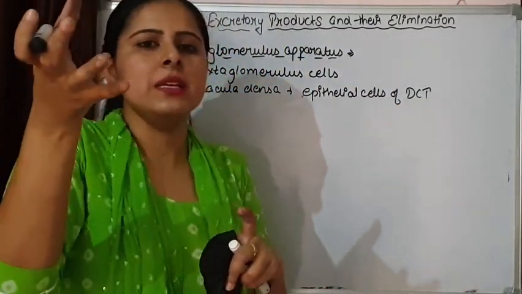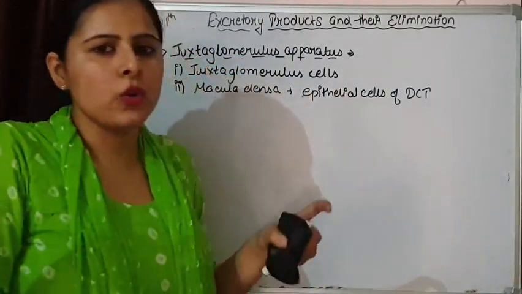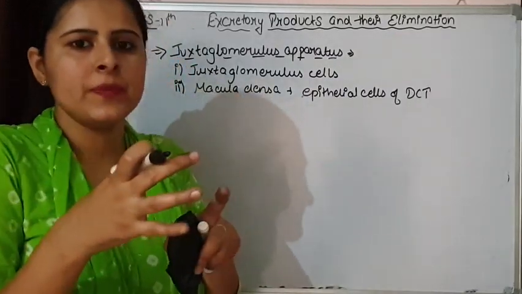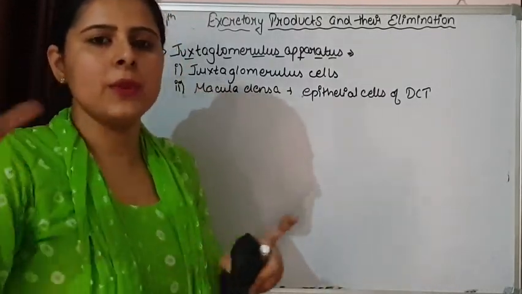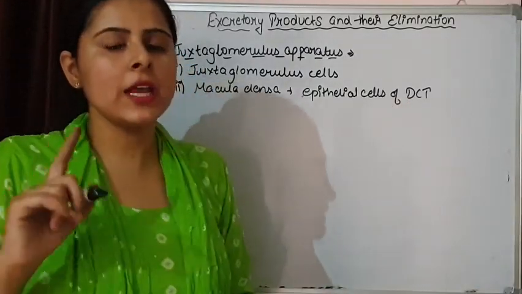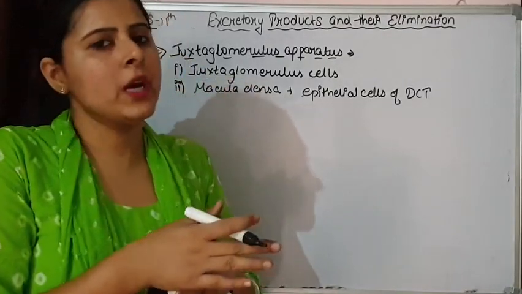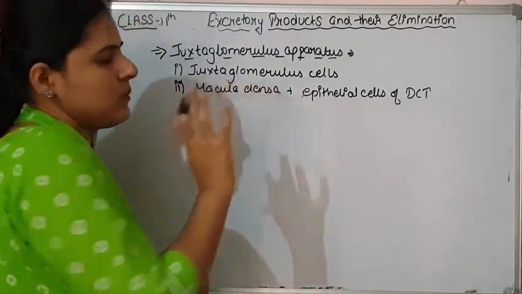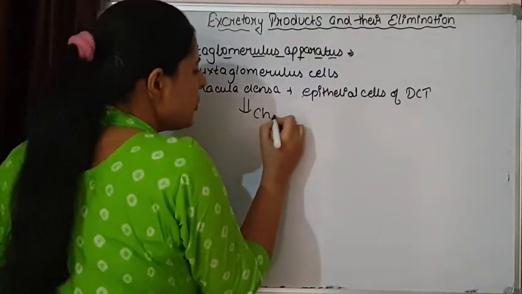So some portion of the DCT comes in contact with the Bowman capsule. And the cells that are coming in contact with the Bowman capsule will be more dense. There will be more number of cells and they become columnar, as compared to the rest of the cells, which were cuboidal. Yesterday we talked about the cells present in the DCT being cuboidal, but the cells that are coming near the Bowman capsule will become columnar. They will become more dense and these cells are known as macula densa. What is their function? They are acting as a chemoreceptor.